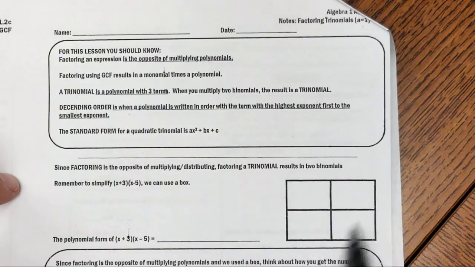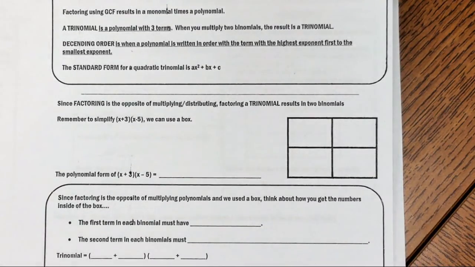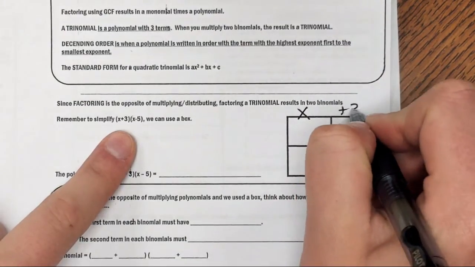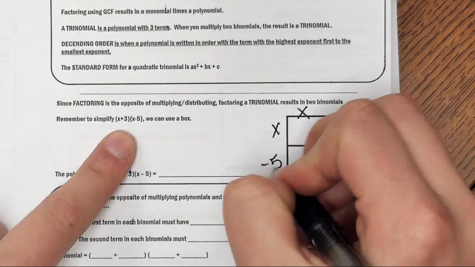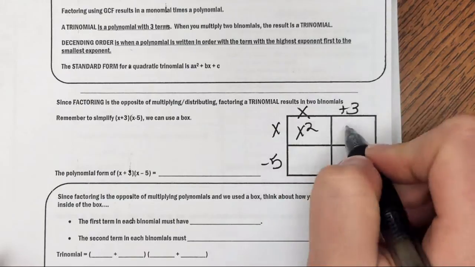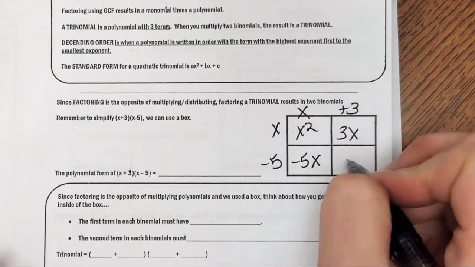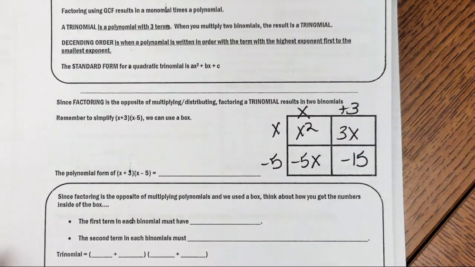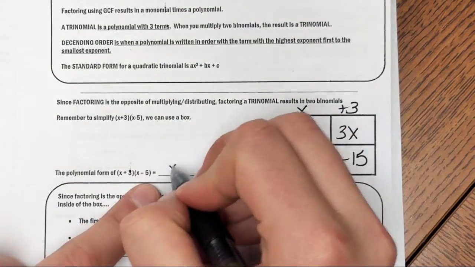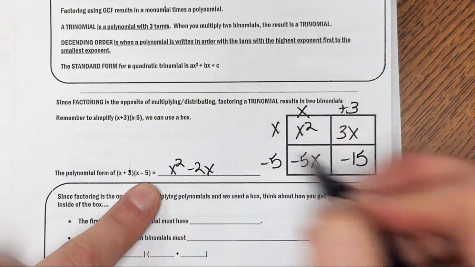So we're going to start on the inside and work to the outside. But first we're going to quickly review how to multiply 2 binomials. If we have x plus 3 times x minus 5, remember we put x plus 3 across the top and x minus 5 down the side. X times x gives us x squared. 3 times x is 3x. Negative 5 times x is negative 5x. And 3 times negative 5 is negative 15. So the polynomial form of x plus 3 times x minus 5 would be x squared. Combine your like terms here: 3x minus 5x gives you minus 2x, minus 15.